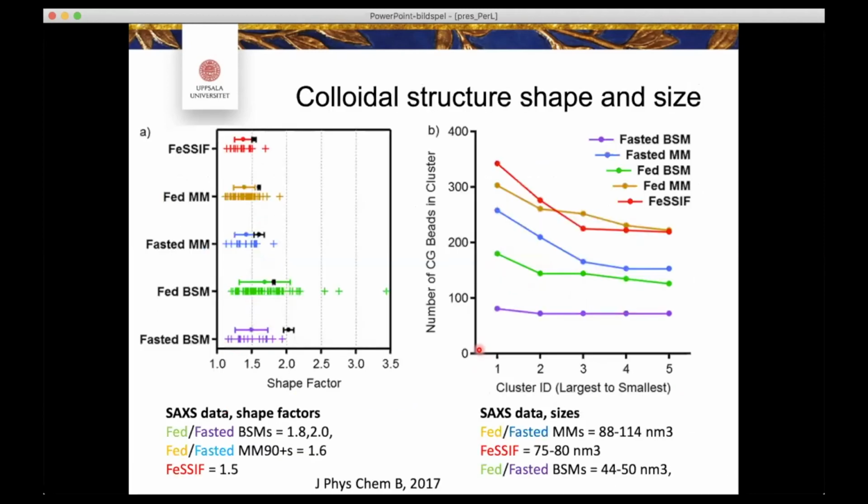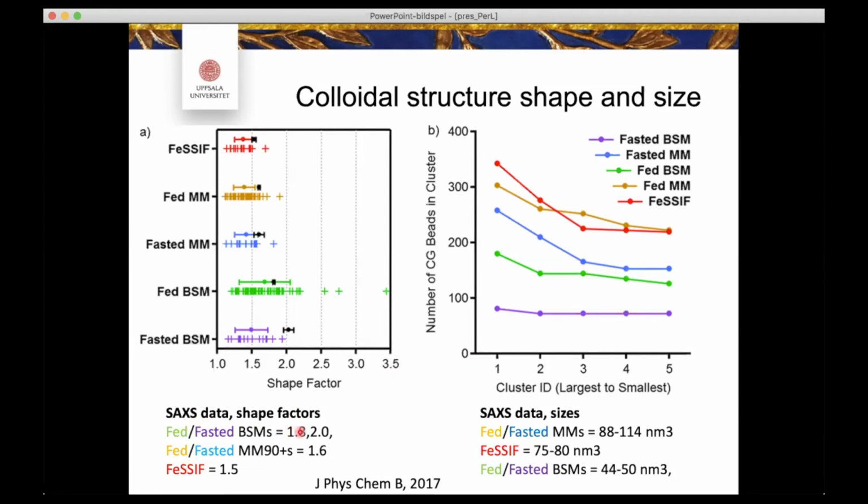And again, to show all of the systems in the same slide, we have also calculated shape factors. So the idea is to be able to differentiate between spherical systems and things that are more ellipsoidal. So a sphere would have a shape factor of 1, and anything that is deviating from a sphere will have a shape factor greater than 1. So these are the shape factors coming from the SIFS experiment.